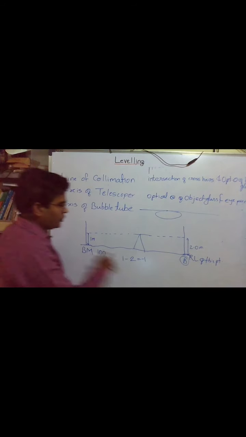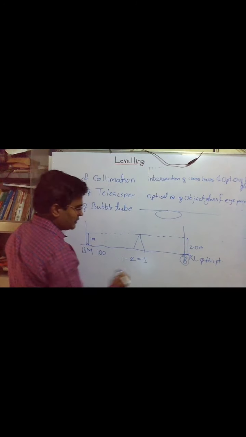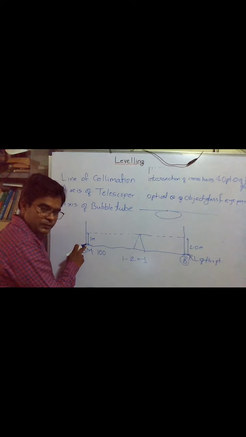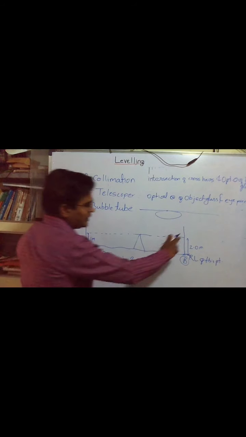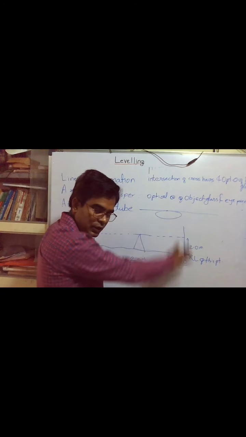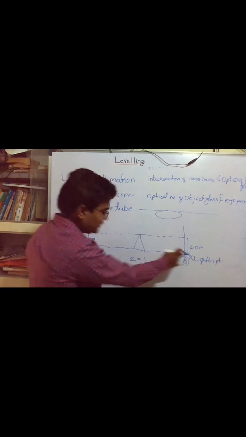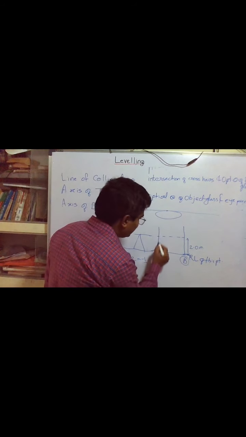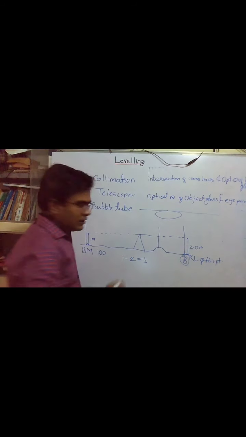The minus sign means this point is below the other point. As the reading increases, your staff is going down, meaning this point is at a lower elevation. Suppose there is any point which is at a higher elevation, then the reading here will be less.